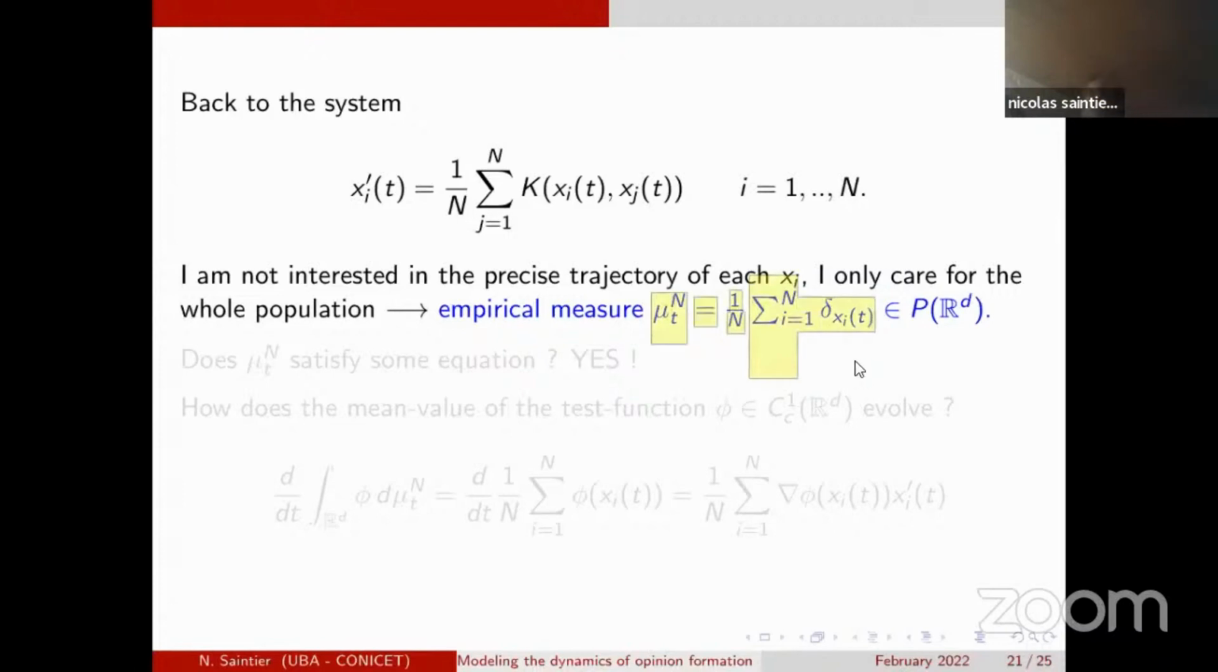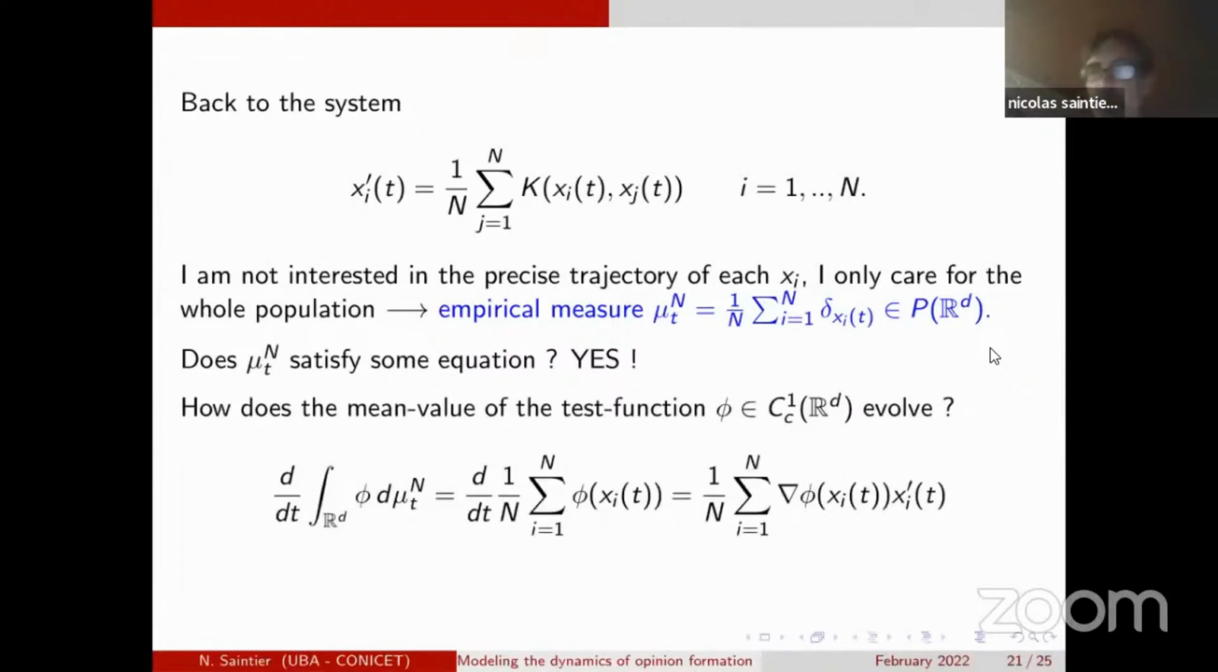The nice thing is that now you are not working in a big dimensional space. Because remember, if every x belongs to R^d and I have n x's, I need to work in R^d to the power n. So it's too big. Here with that trick, you only need to work in one space with a fixed dimension, but it's a space of probability measures, so it's not that easy. But the dimension of the space does not vary anymore. This is good. And this mu_t does satisfy an equation.